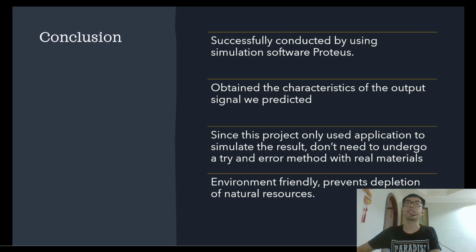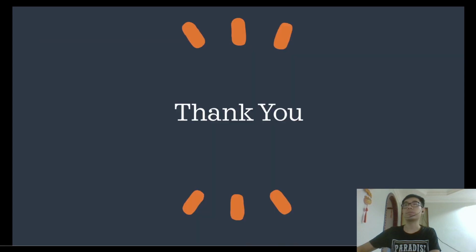Therefore, this project is environment friendly and it prevents the depletion of natural resources. So that's all from me.